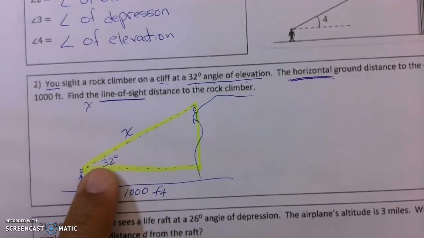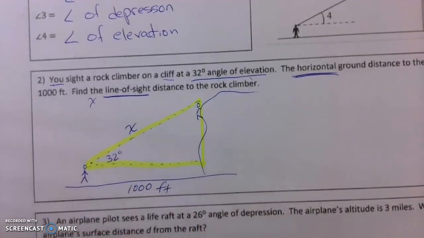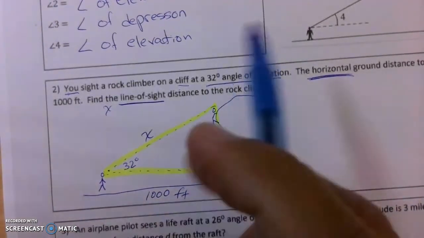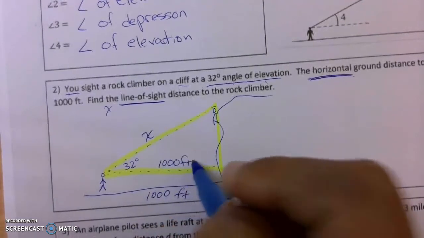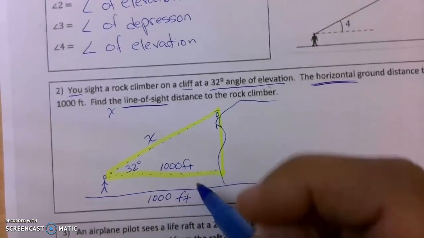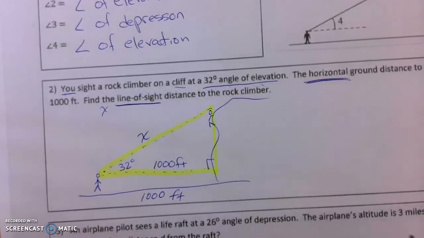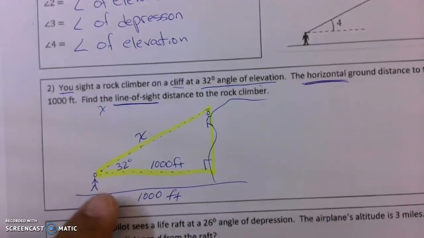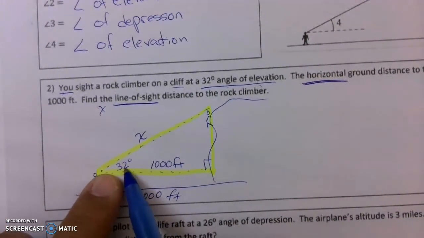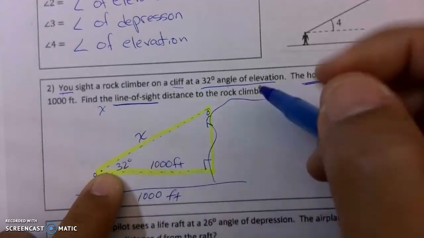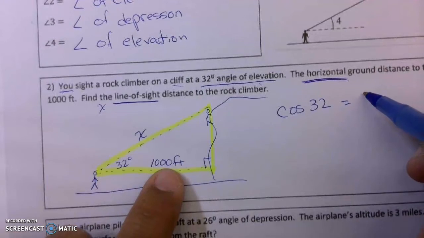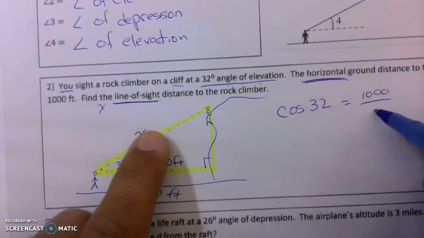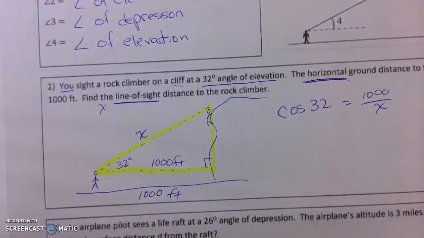And angle of elevation 32, line of sight looks like the hypotenuse. This 1,000 feet is on the ground, but I can also put it right here, 1,000 feet in this yellow right triangle. If you look carefully at this yellow right triangle, you can just stand here at 32. This is adjacent. This is the hypotenuse. So you would say cosine 32 is adjacent over hypotenuse x, the line of sight.